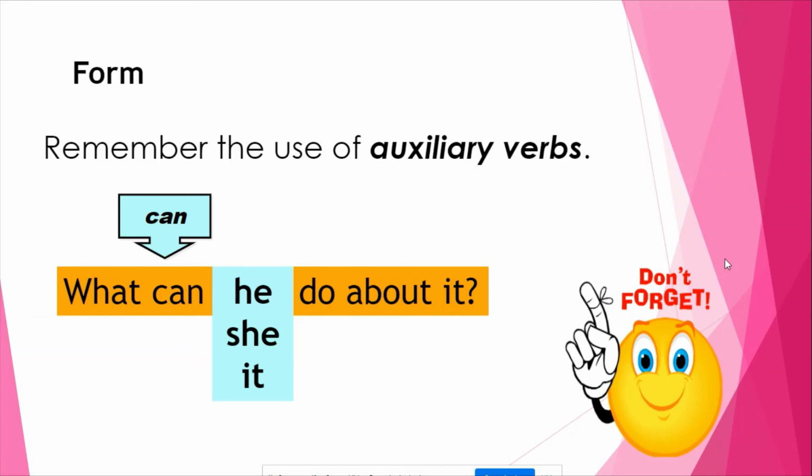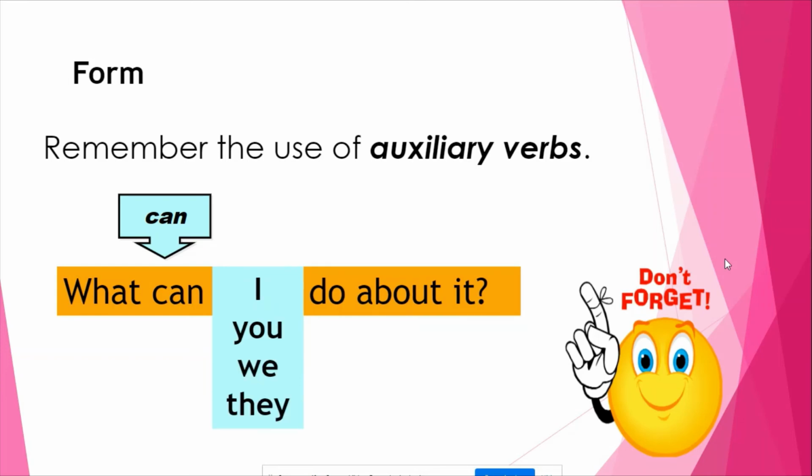What can he do about it? And that is when the subject is, yes, singular. When the subject is plural, then look at that. It doesn't change. That's right. So those are two very easy ones to remember, right? What can I do about it? What can you do about it? What can we do about it? What can they do about it?